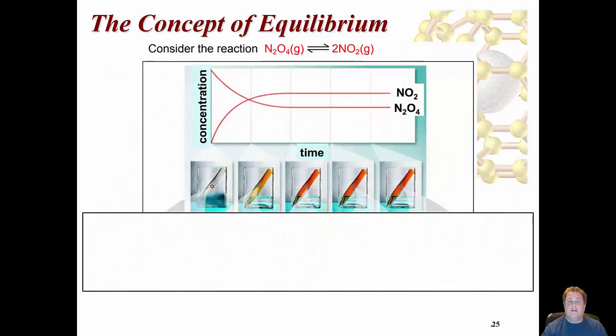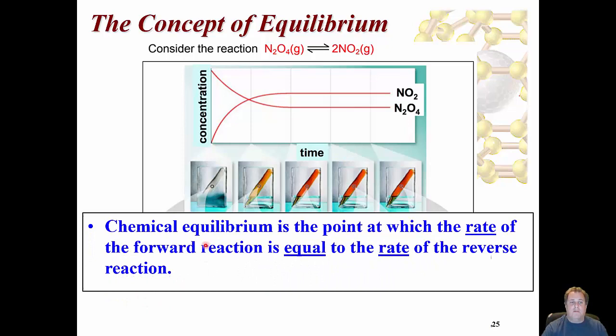Change the slide here. If we look, we still have the tubes here as they're getting brown, the same picture, but now we're graphing the concentration. Remember we started with just N2O4, which was colorless, and no NO2. Over time, the concentration of the N2O4 is going to go down. The concentration of the NO2 is going to increase, and right about here, they remain constant. That leads us to our definition of chemical equilibrium, which is the point at which the rate of the forward reaction is equal to the rate of the reverse reaction.